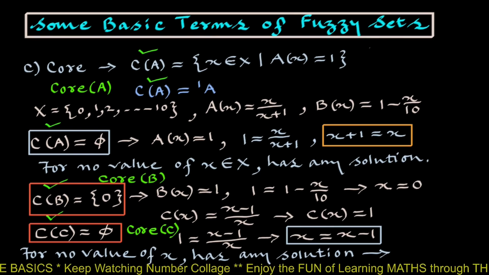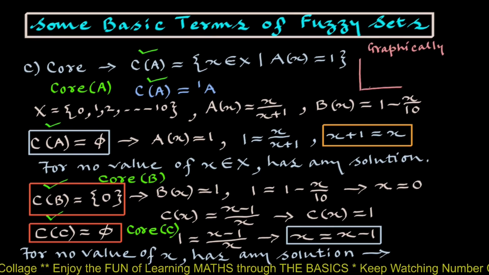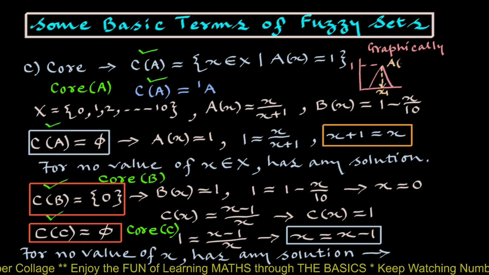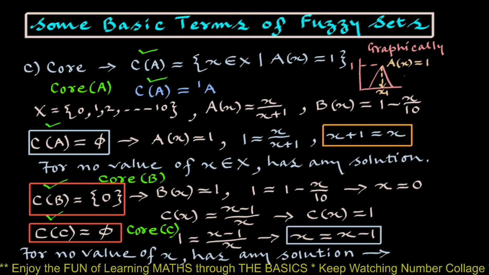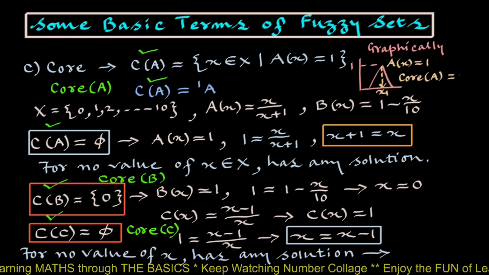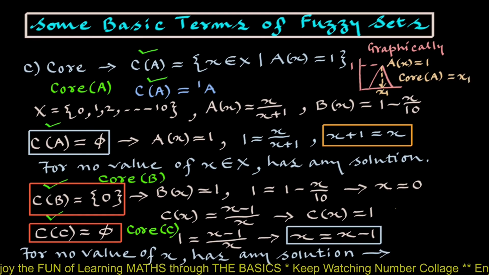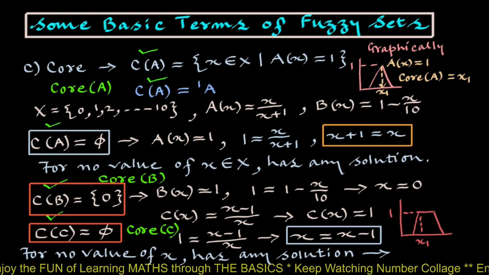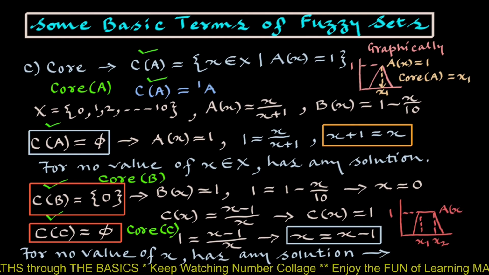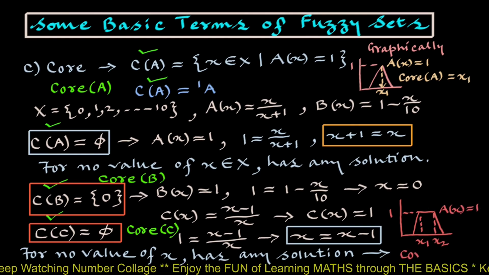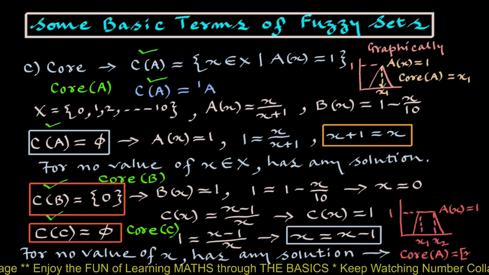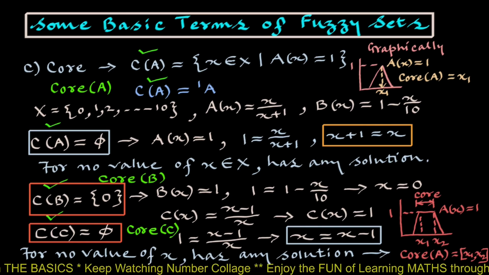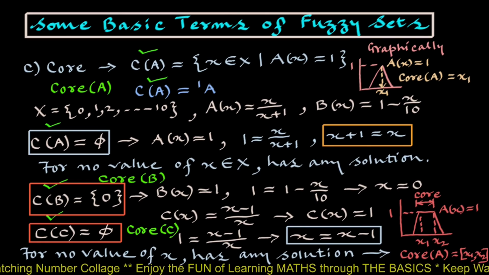We can show core graphically for a fuzzy set whose representation is triangular. This value x1 for which grade value A of x is 1. Therefore, core of A here is x1. For a fuzzy set represented graphically in the form of a trapezium, values from x1 to x2 for which A of x is 1 is called core of A, which in this case is closed interval x1 x2. This also means the core values have full membership for these fuzzy sets.